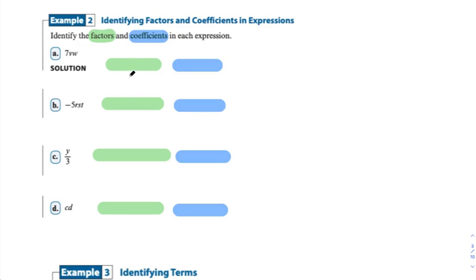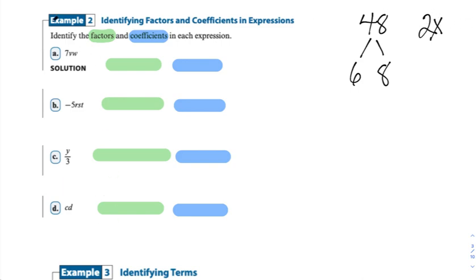Here in example 2, we're going to be talking about factors and coefficients. Factors are numbers that multiply to give me another number. So for instance, if I have the number 48, I can say 2 factors of 48 would be 6 and 8. So these are factors. And a coefficient is a special number. A coefficient is a number that is being multiplied next to or right by variables. So 2 here is the coefficient.